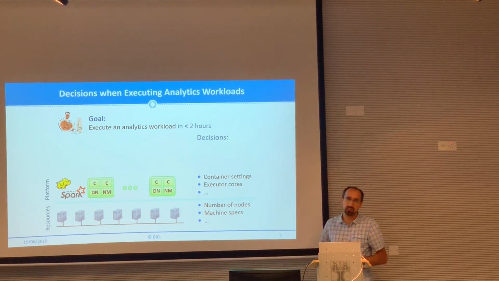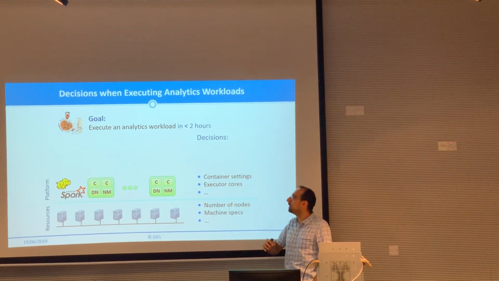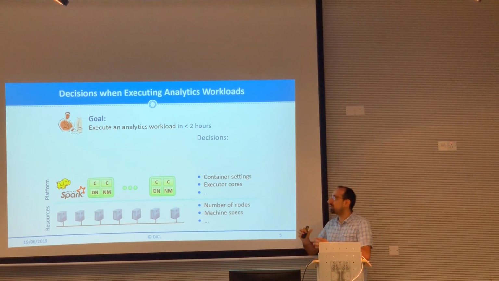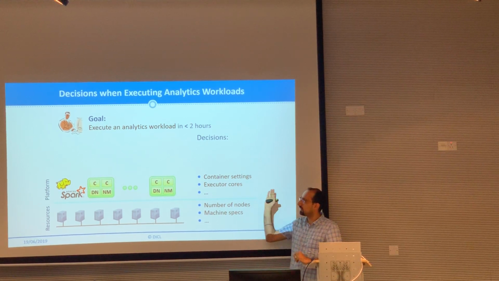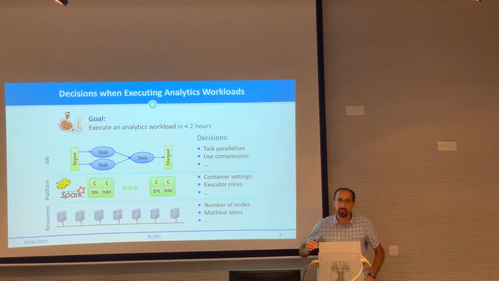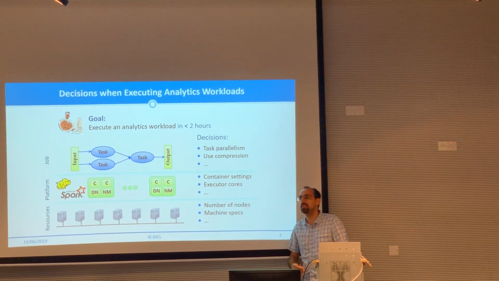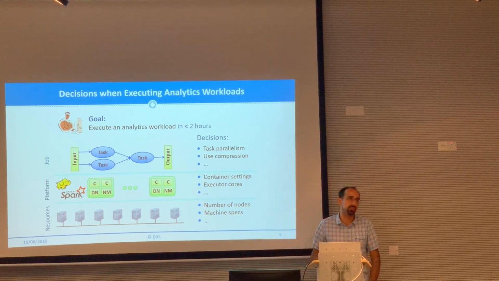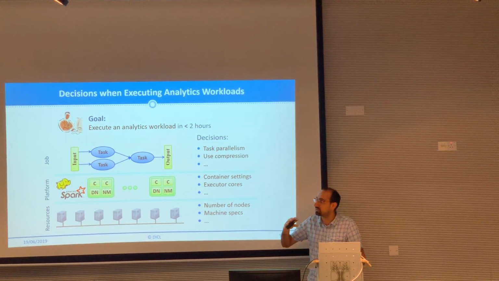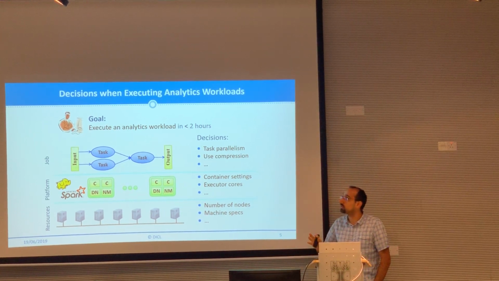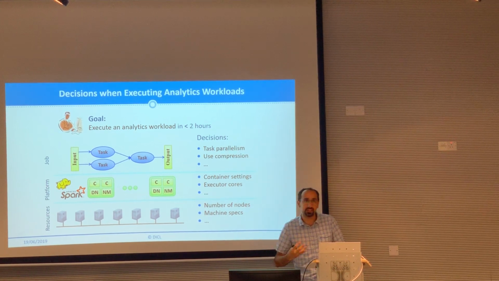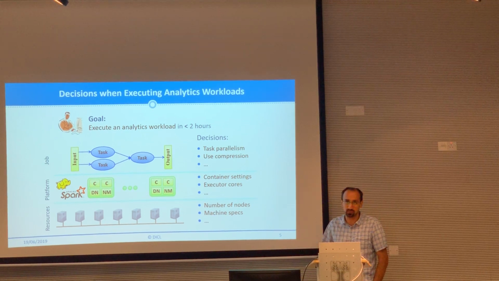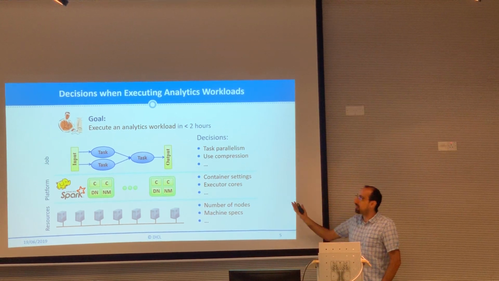Then come platform-specific configuration settings for the different systems. Both Spark and Hadoop have a lot of different parameters that affect the size of containers and how those are allocated, scheduling decisions, and so on and so forth at the level of the platform. And then finally, you have job-level configuration parameters that affect things such as task parallelism, whether to use compression, what kind of memory settings to use for the different tasks, and so on and so forth. So overall, there are a lot of different decisions that a user needs to make in order to execute an analytics workload. Now, how bad are things?